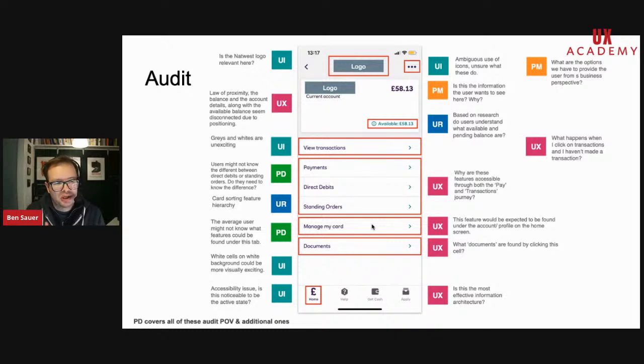Are the labels hitting the mental models that a user has here? Do they know what a standing order is? Do they know what a direct debit is? And then we might finally have many questions from a UX perspective about whether this is the right order of the information. So you can see there's a lot of crossover between these skills, but they have particular ways of looking at things. And on this course, you're going to learn about a bunch of these ways of thinking about design, so you can bring them together for a product design role.